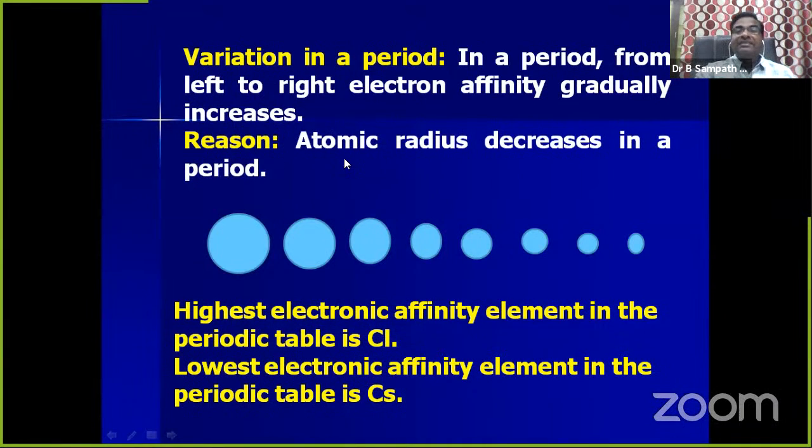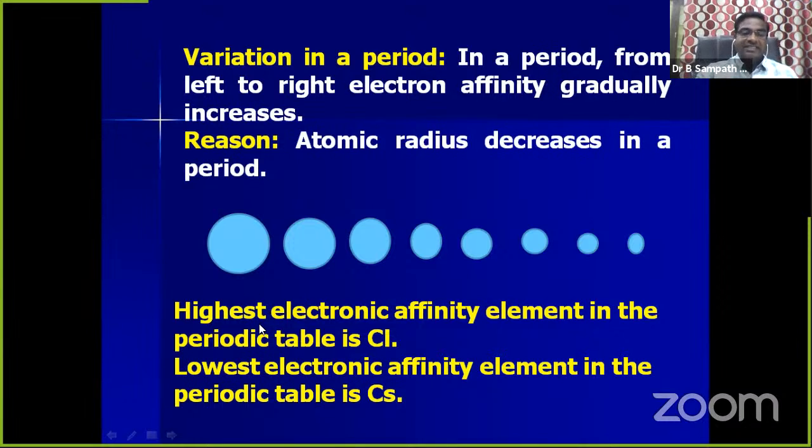Why does atomic radius decrease in a period? See children, from left to right in a period, atomic radius decreases. When atomic radius decreases, the electron is quickly attracted by the nucleus. Therefore, more energy is released. So here more energy is released, here less energy is released. Therefore, in a period from left to right, the electron affinity increases.